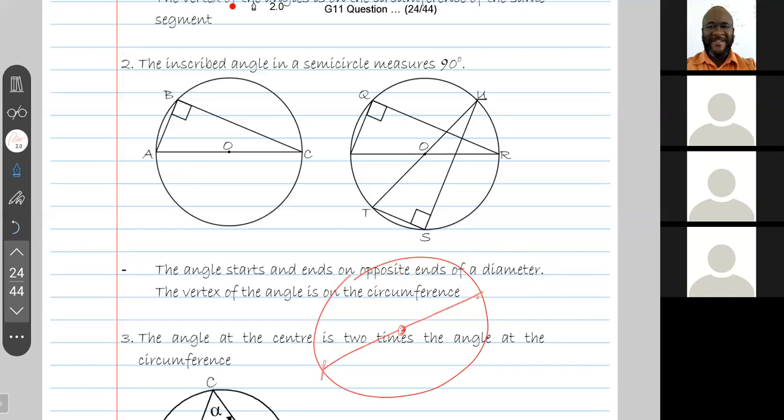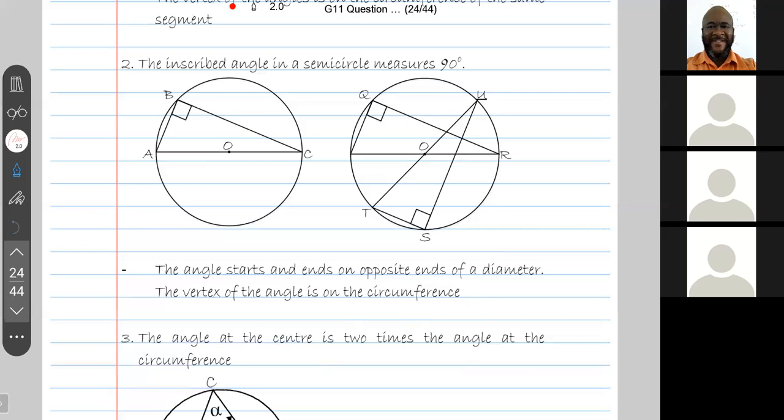So let's see how we identify the angle in a semicircle. First, you must have a diameter. How do I know I have a diameter? It is a straight line that passes through the center of the circle and touches the circumference at 2 points.